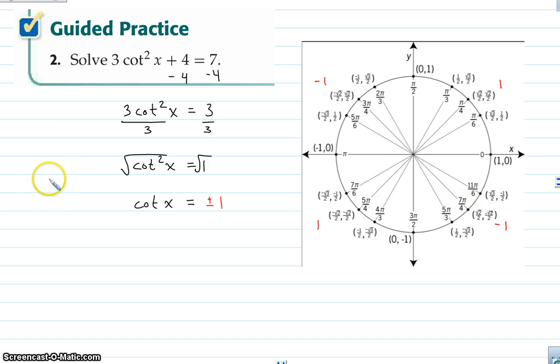Now, what was our range of values for tangent and cotangent? We only had to go from 0 to pi, because that's the period length. So I'm only going to list the first 2 quadrants as my answers. X is equal to pi over 4 or 3 pi over 4. Those are both solutions.